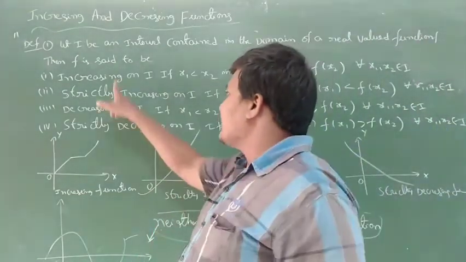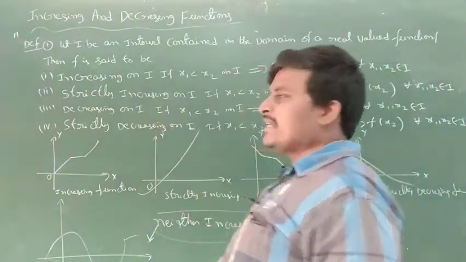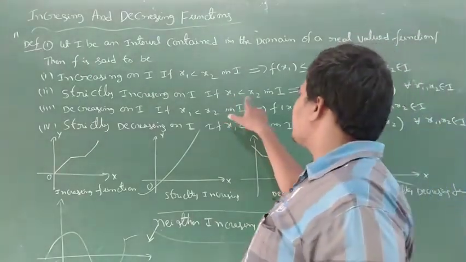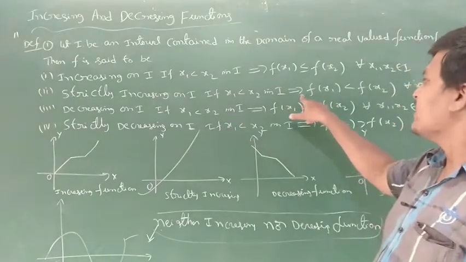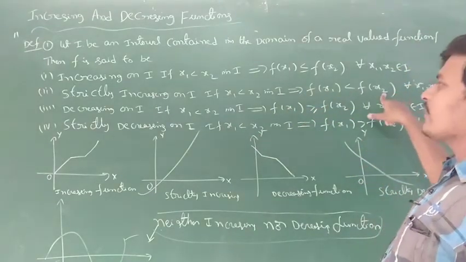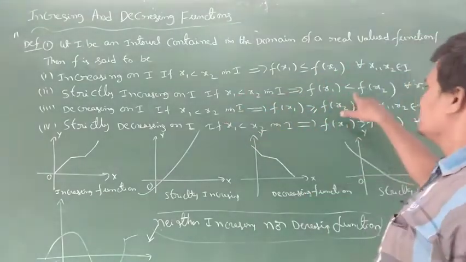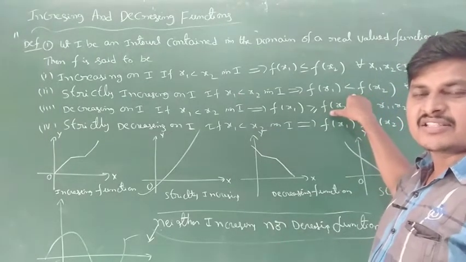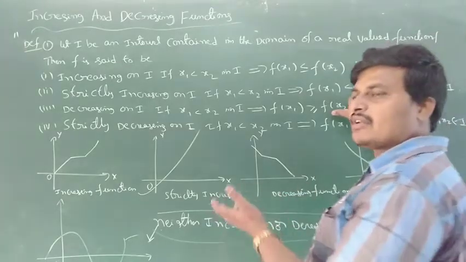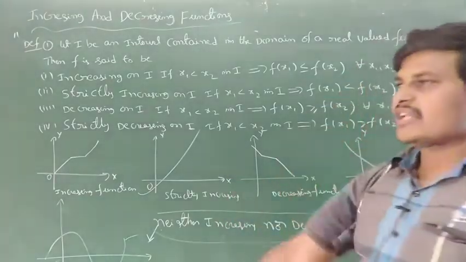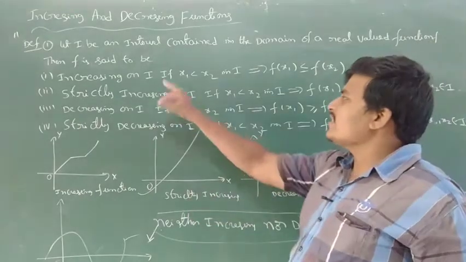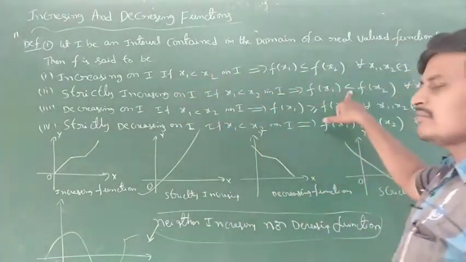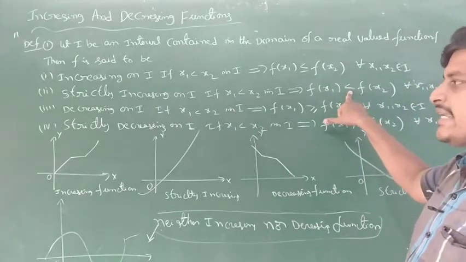Next, this is increasing, and this is strictly increasing. Strictly increasing means x1 less than x2 implies f of x1 less than f of x2. Here it is strictly less than. For increasing, the inequality is less than or equal to, and for strictly increasing, it is strictly less than.